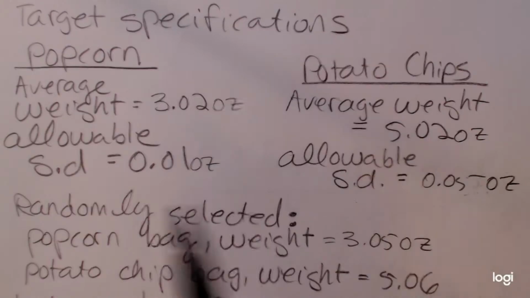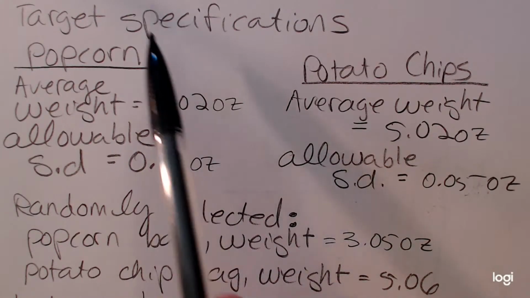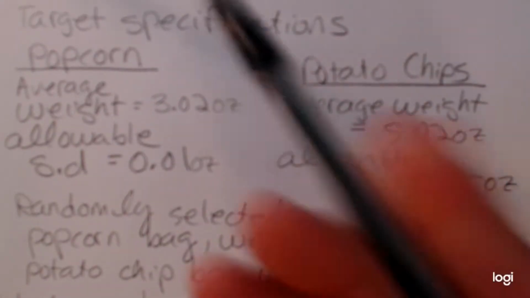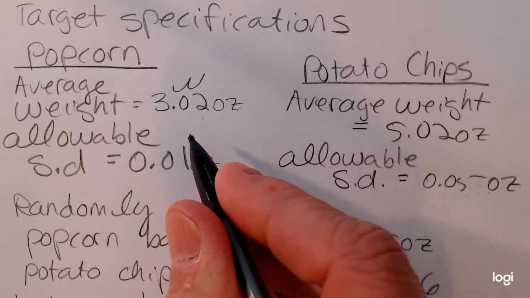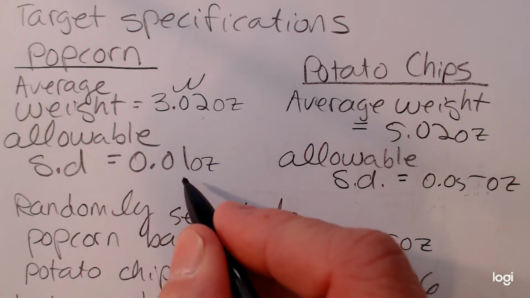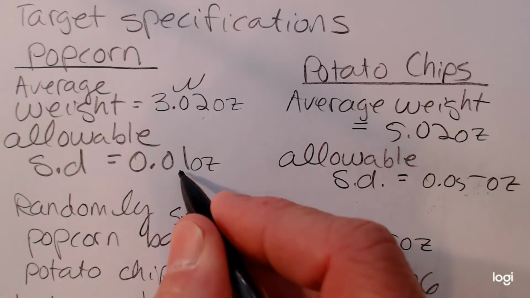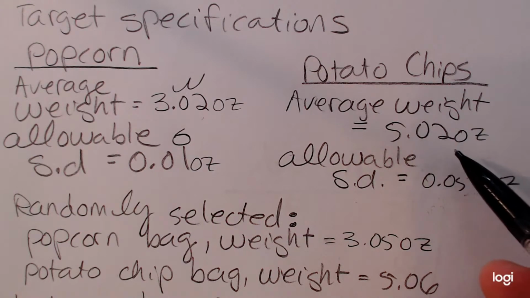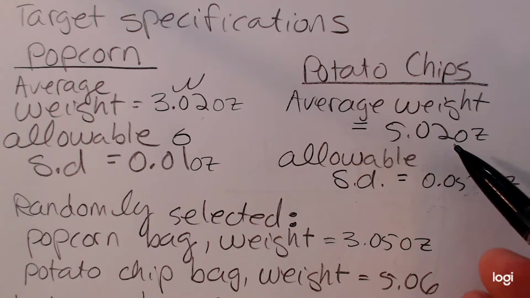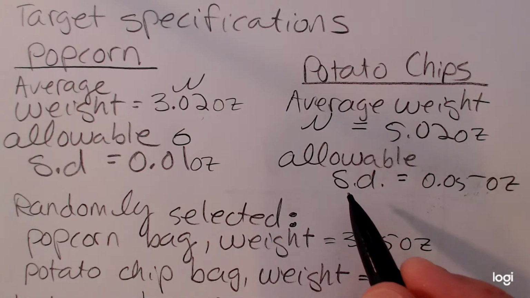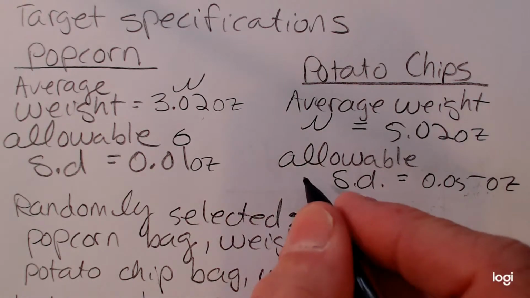So I've summarized the information here. For the population of popcorn bags, the average weight, or mu, is 3.02 ounces, and the allowable tolerance or deviation from that mean is set to be 0.01 ounce, and that would be our sigma. For the population of potato chips, the stated average weight is 5.02 ounces, so that would be the mean for this population, and its allowable standard deviation is 0.05 ounce, so that would be sigma.